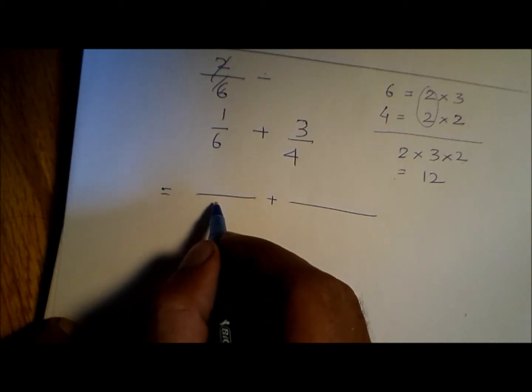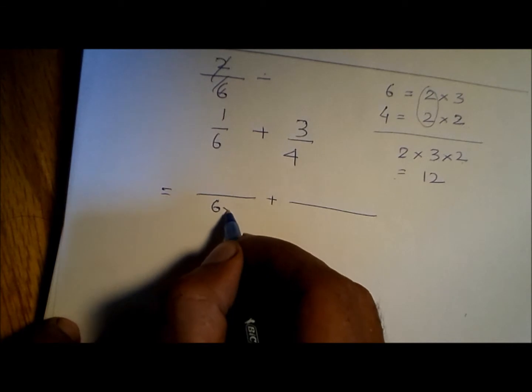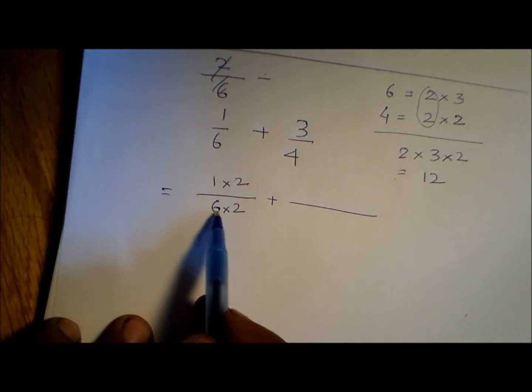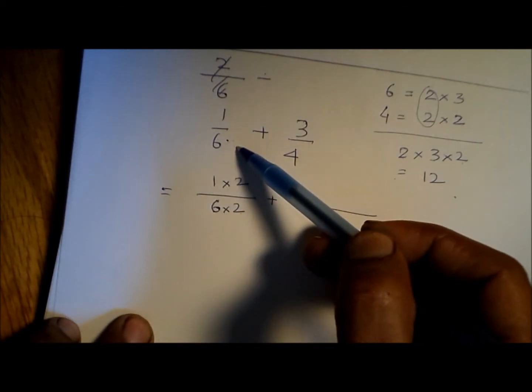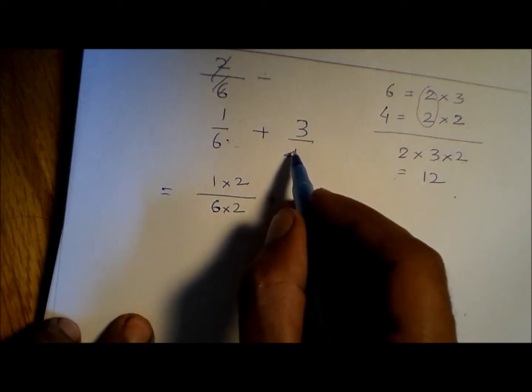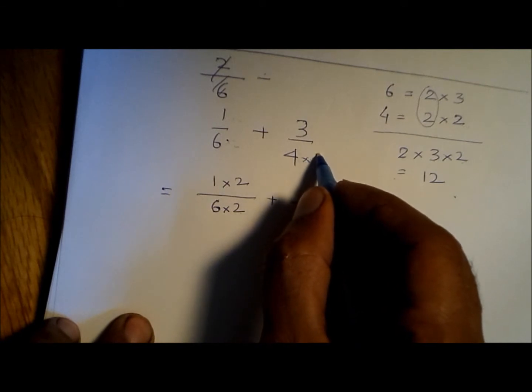So we write 6 as 6 into 2, which becomes 12. Now we are multiplying the numerator by 2 as well as the denominator by 2. The same thing we do here. We want to make this 4 as 12. To do that, we will have to multiply it by 3.